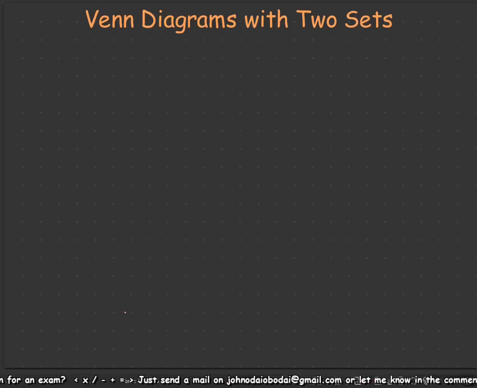Now in this lesson, we are on Venn diagram with two sets. By the end of this lesson, you should be able to draw Venn diagram involving two sets and interpret Venn diagram to identify union, intersection, and complement. In our next lesson, we will look at word problems involving Venn diagrams as well. So without much ado, let's quickly look into it.